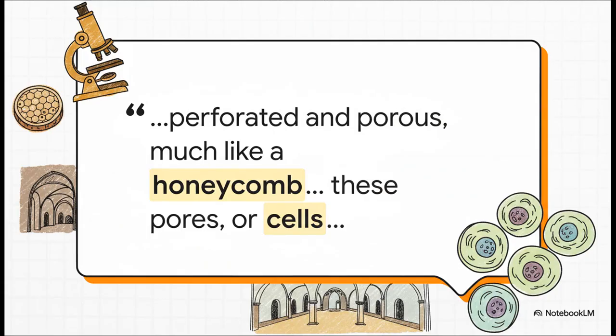Our story starts way back in 1665 with a scientist named Robert Hooke. He's looking at a super thin slice of cork under his microscope, and he notices this structure. It looked a lot like a honeycomb, kind of like the tiny rooms monks live in at a monastery. So he called them cells, from the Latin word cellula, which means small room. And just like that, the invisible architecture of life finally had a name.